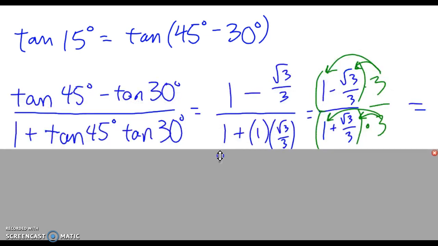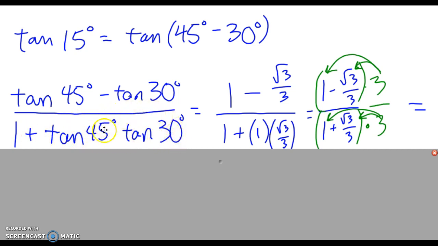Then, there's a lot of stuff here. Let's go one step at a time. Then I use my identity, and I replace alpha with 45 and beta with 30, so I get tangent 45 degrees minus tangent 30 degrees, all divided by 1 plus tangent 45 degrees times tangent 30 degrees.